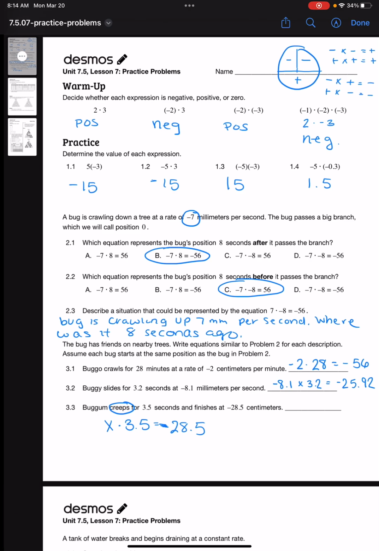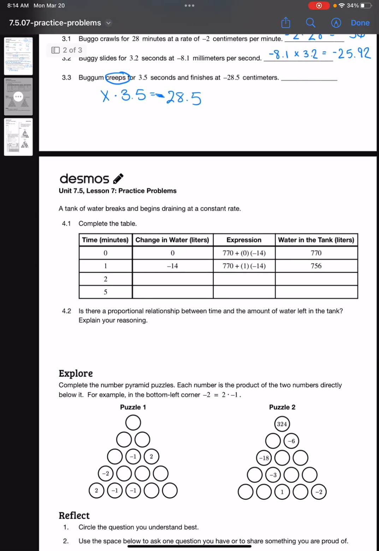So let's look at the next one. It says a tank of water breaks and begins draining at a constant rate. Complete the table. So in 0 minutes, the change in the water is 0 liters. And so the expression is 770, which must be the amount of water I have, plus 0 times negative 14 gives me 770. So it looks like it is decreasing at 14 liters of water per minute.